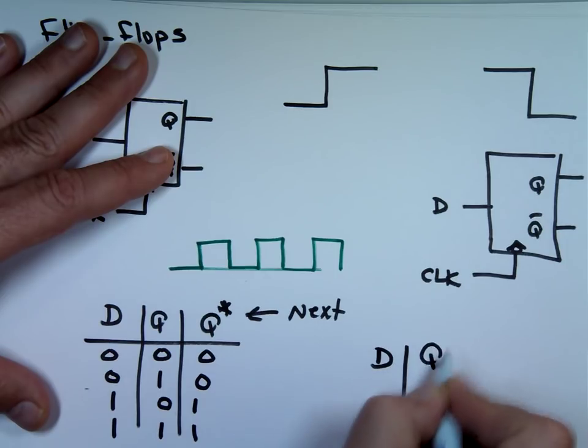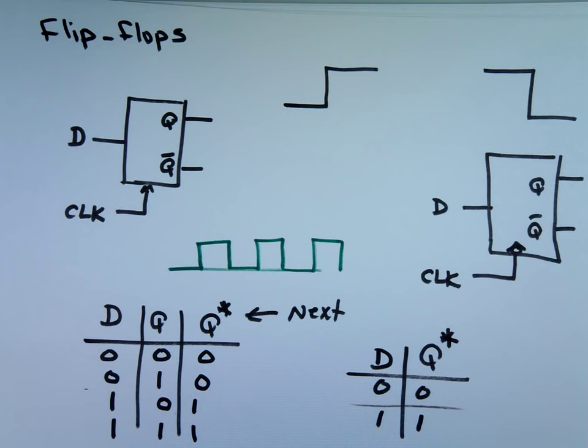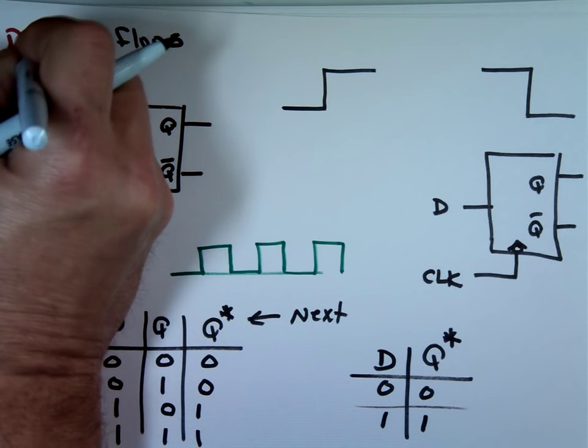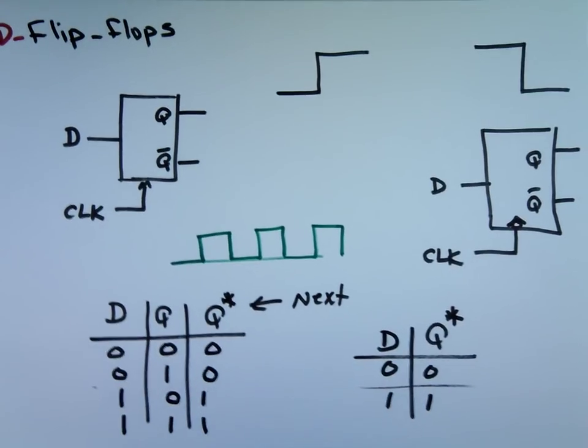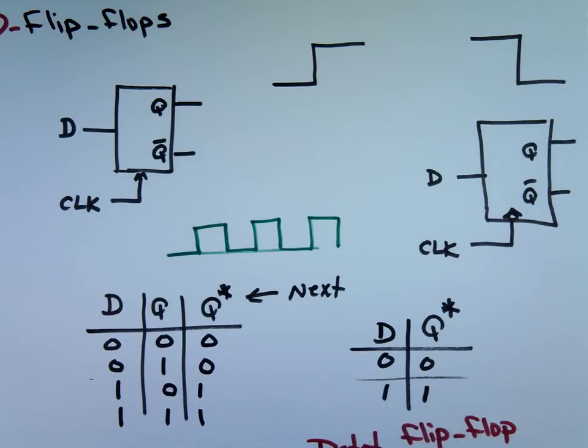So you can summarize that table. It says, you know what, it doesn't really matter what Q is. If D is 0, you're getting a 0. If D is 1, you're getting a 1. That's what a D flip-flop is. What does the D stand for? Why do they call it D flip-flop? Data. D is for data. This flip-flop follows the data. If the data is 0, your output or the next state is 0. If data is 1, the next state is 1. That's the truth table for it.